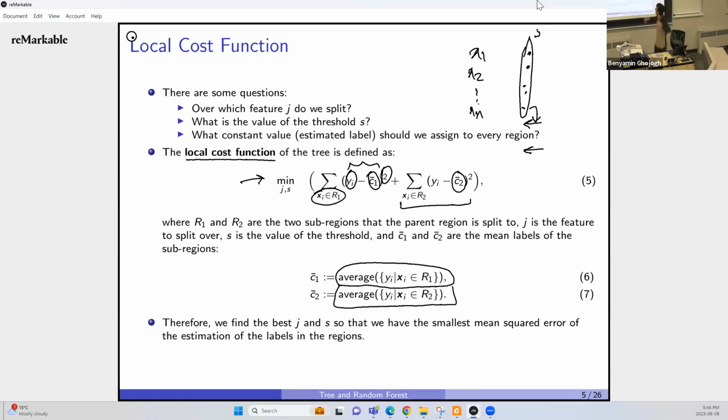You have only n cases for S, and D cases for J. So this is a loop of O(nD), a nested loop. In each nested loop, you calculate equation 5, and you see which J and S you should choose. Did you get it? We use this for growing the tree. Therefore, we find the best J and S so that we have the smallest mean squared error of the estimation of the labels in the region.